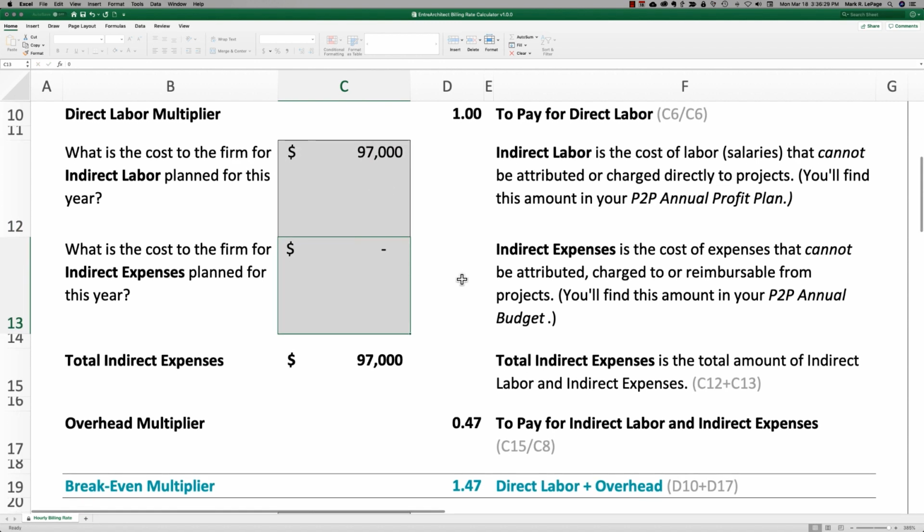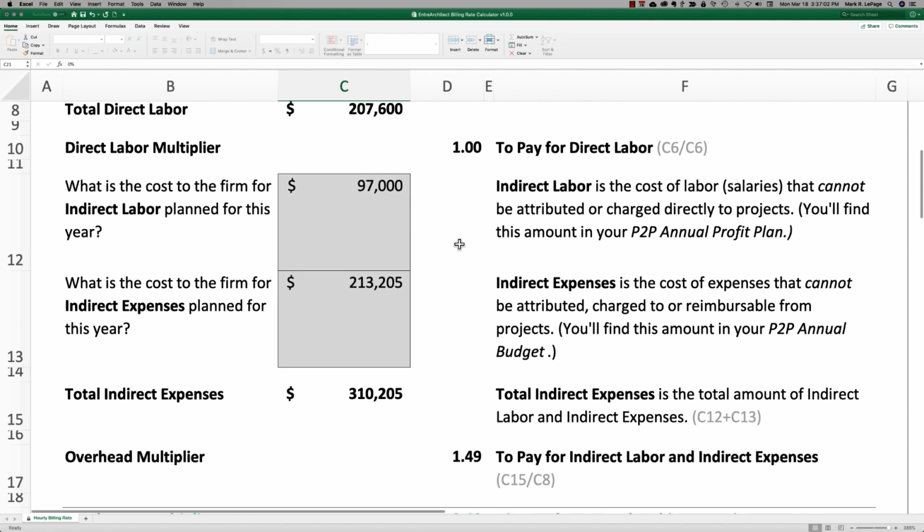The next step here is indirect expenses. Indirect expenses is the cost of expenses that cannot be attributed, charged, or reimbursable from projects. So indirect expenses are your expenses that are not project-related expenses. All of your expenses that are not project-related expenses are indirect expenses. So what is the total for that for your firm? In this case, let's say it's $213,205. And the calculator is doing some math for you.